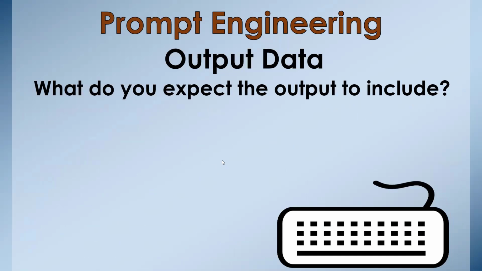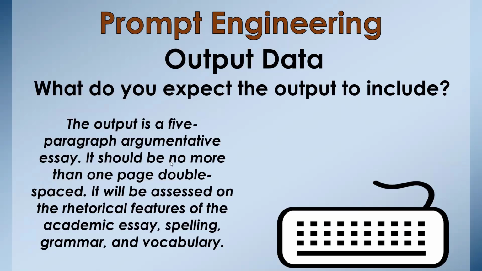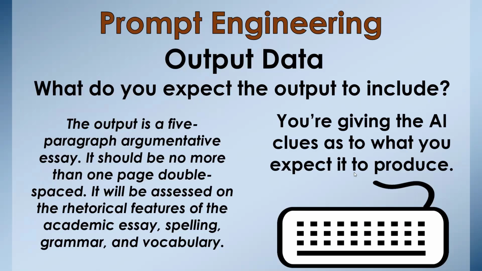What exactly do you want your output to look like? So here's an example. The output is a 5-paragraph argumentative essay. It should be no more than 1 page double-spaced. It will be assessed on the rhetorical features of the academic essay, spelling, grammar, and vocabulary. So what you're essentially doing here is you're giving the AI clues as to what you expect it to produce.